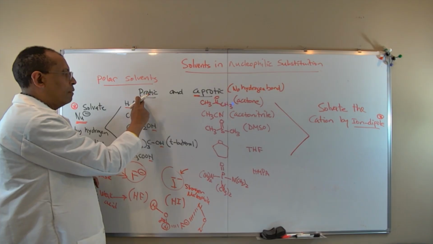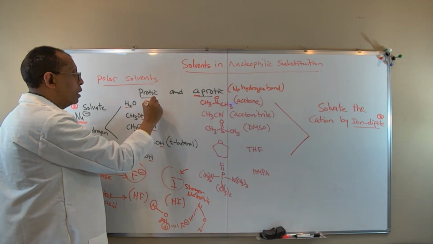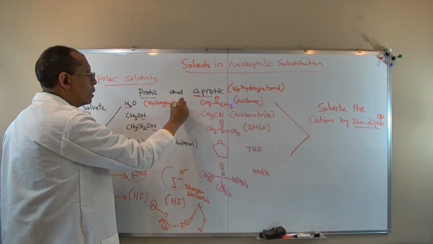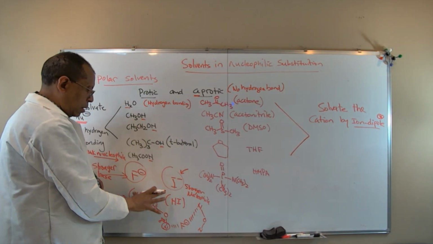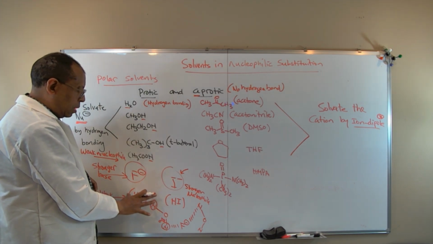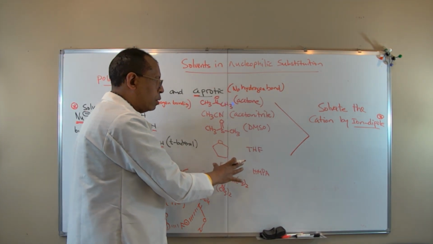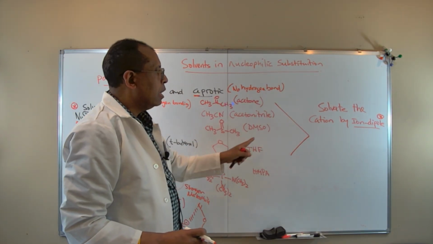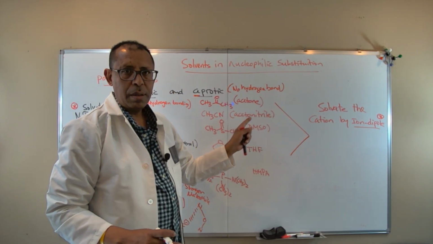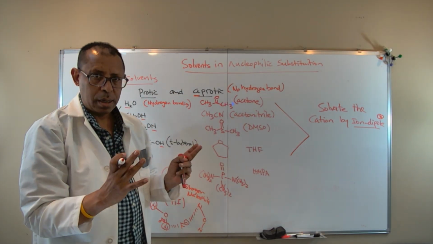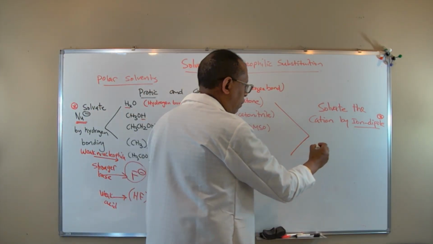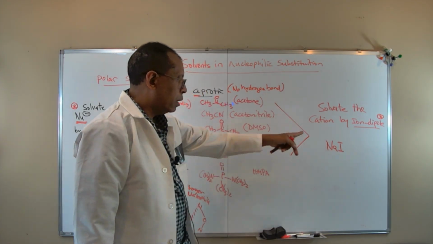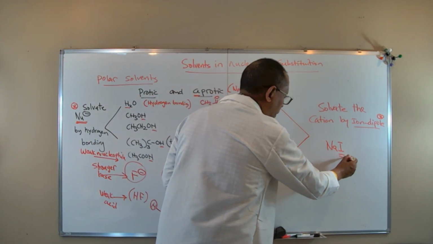Here are the aprotic solvents. So that's how the protic solvents diminish the nucleophilicity. Here there is no hydrogen bonding. So these ones, the aprotic solvents, they increase nucleophilicity by trapping the cation, the counter ion. For example, if you have sodium iodide, and here the nucleophile would be the I minus.